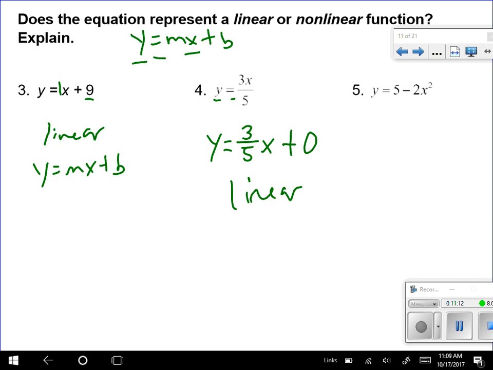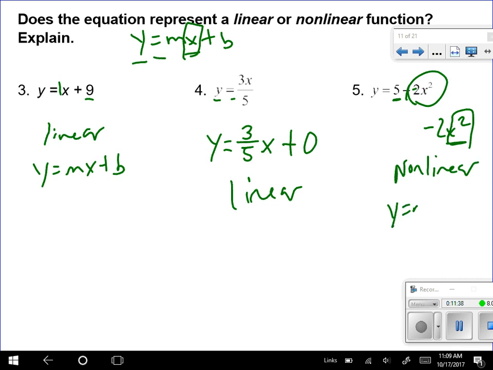Now 5 is our first one that we have to pause for a second. We have y equals, then we have our b in front here. No problem there. You could have it written the other way around. And you could also have a subtraction sign because it's just plus a negative. But when we look at our negative 2x squared, okay, we have an x squared term. Well, is that represented here in y equals mx plus b? No, it is not. So this would be considered nonlinear because it does not fit y equals mx plus b.